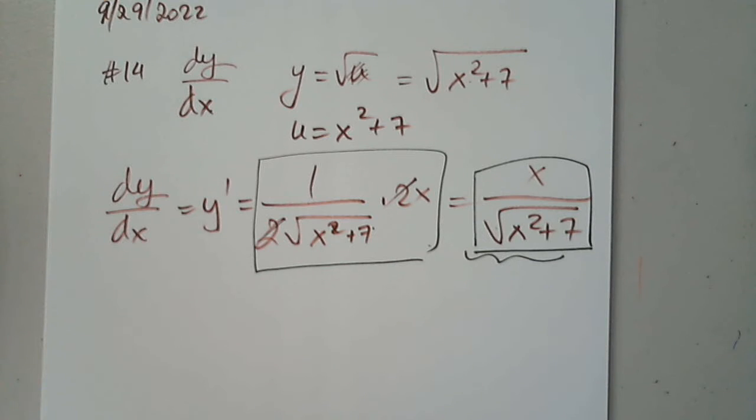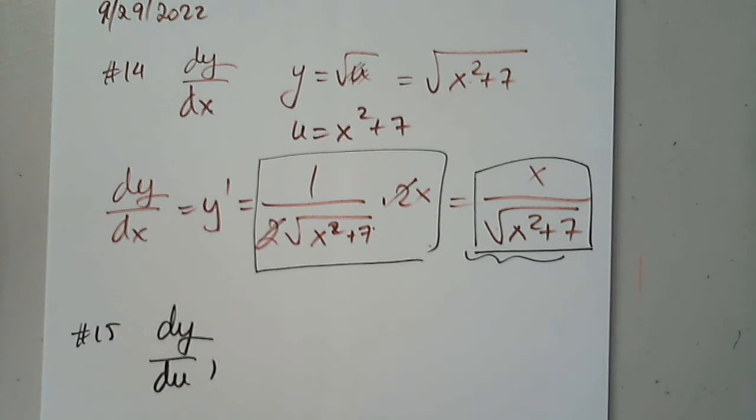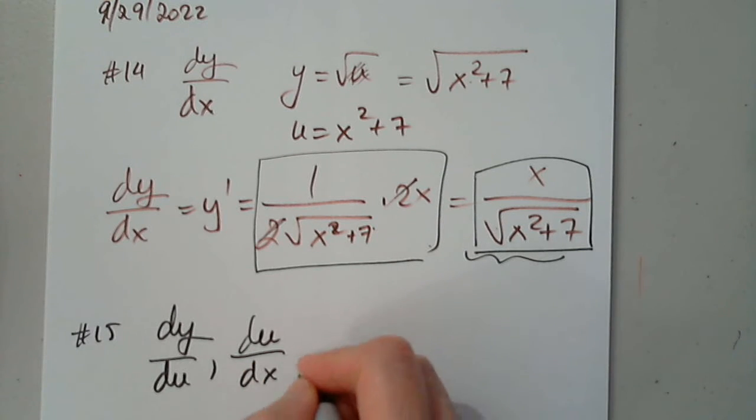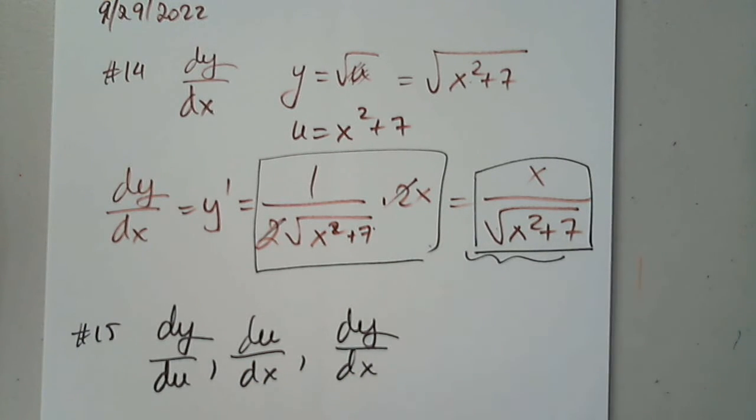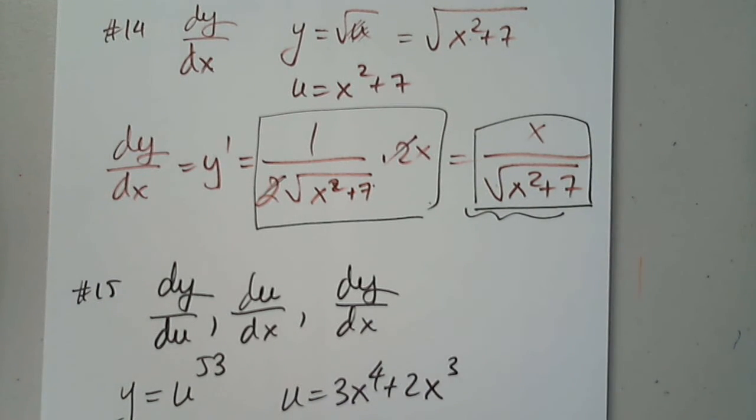So this was 14. Let's look at 15 now and see what it's asking us to do. In 15, they want dy over du, du over dx, and dy over dx. They're giving us y equals u to the 53, and u as 3x to the fourth plus 2x cubed.